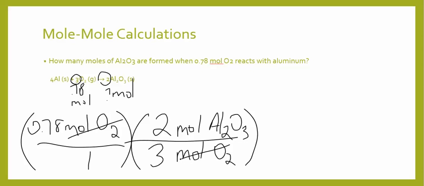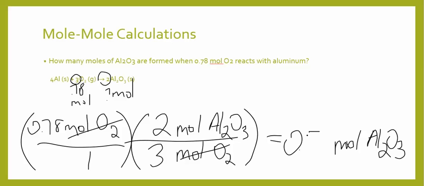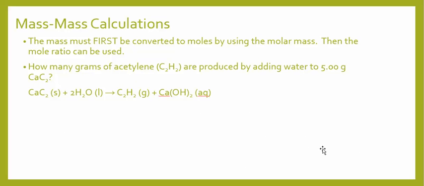Moles of oxygen cancel out, and I will get moles of aluminum oxide. So 0.78 times 2, then divide by 3. So I would form 0.52 moles of aluminum oxide. If we don't start in moles, if we start in mass, the mass must first be converted to moles by using the molar mass, and then we can use the mole ratio. So let's look at this example here.